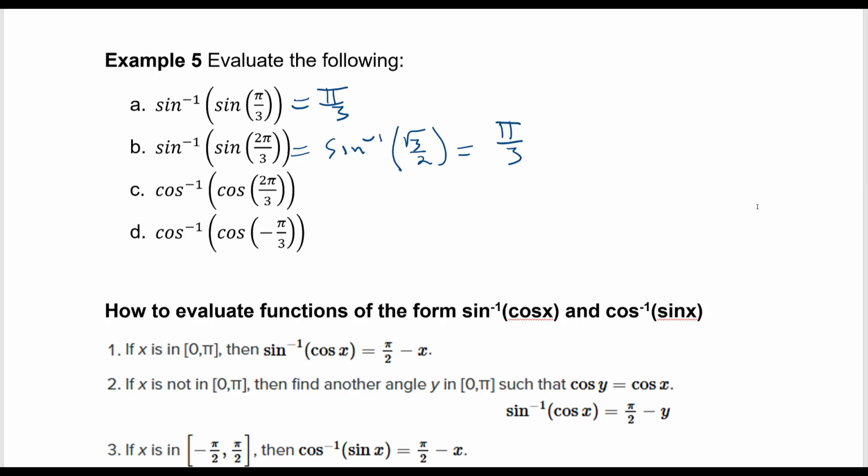Now, cosine inverse of cosine of 2 pi over 3. Well, 2 pi over 3 is in the restricted domain for the cosine function, so you could just cancel these out and say 2 pi over 3. And then cosine inverse of cosine of negative pi over 3. This is not in the domain. So I would say, okay, that's cosine inverse of what? What is cosine of negative pi over 3? Well, that's going to be 1/2. And cosine inverse of 1/2 would produce a positive pi over 3.